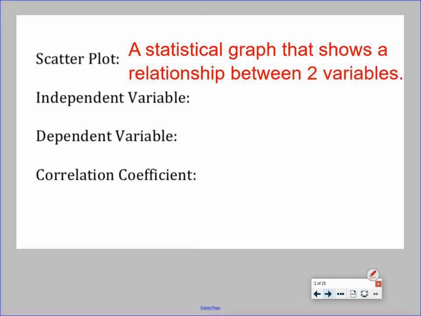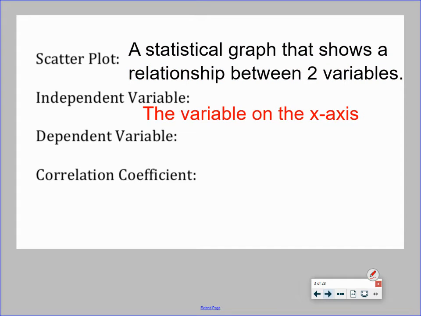As we go through these definitions, if you need to pause the video and take good notes, that will be great. So on our scatter plot, we're going to have an independent variable. That's the variable on the x-axis. We're also going to have our dependent variable, which is the variable on the y-axis. We're going to talk more about correlation coefficient in a few minutes. We'll come back to that.